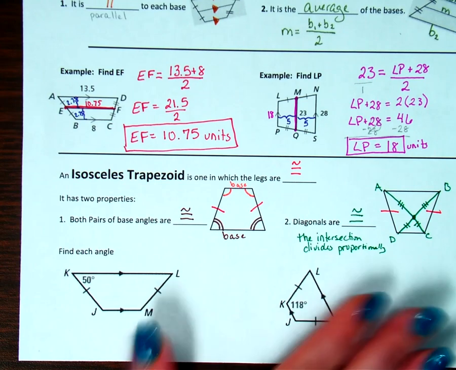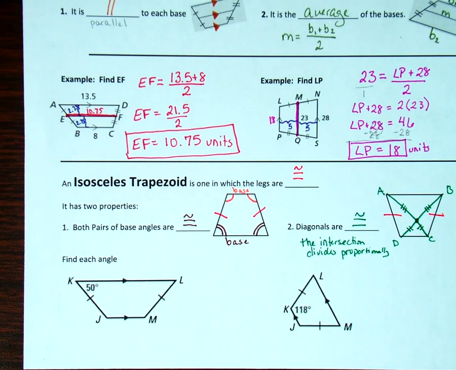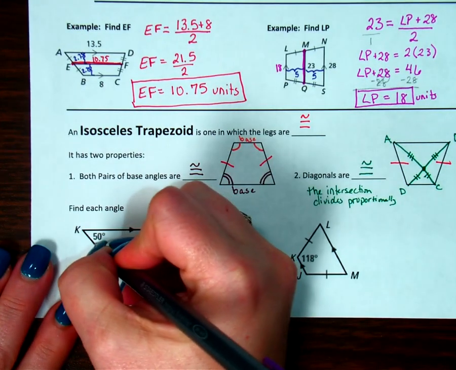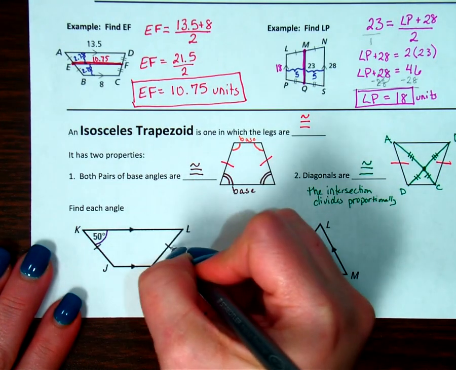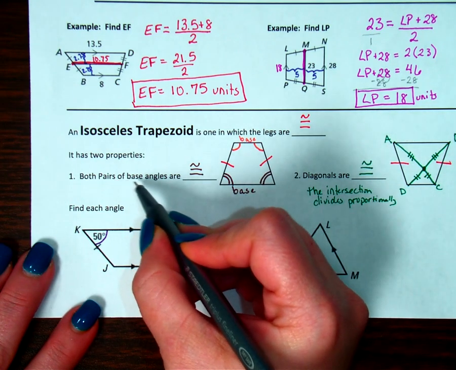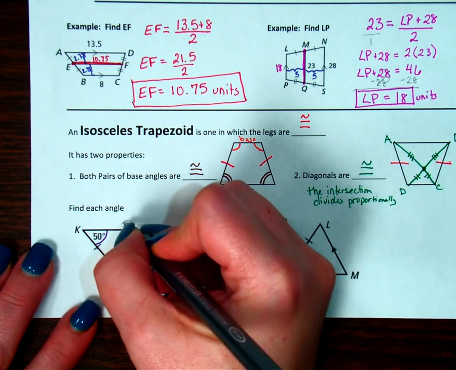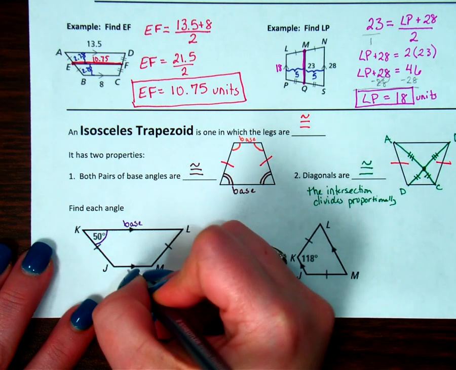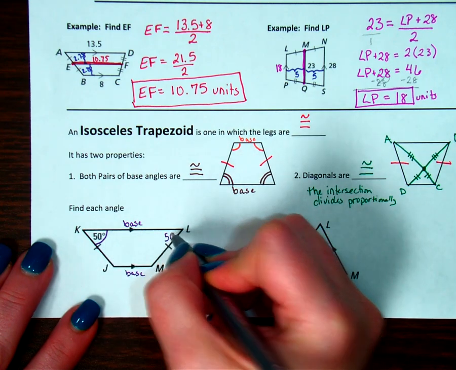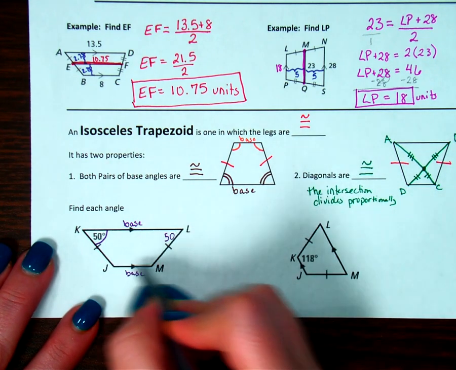All right, let's find each angle. When I look at this picture, I can see that I have angle K is 50. Since I have tick marks on my legs, this is isosceles, which means my base angles are congruent. So if I look at where my parallel sides are, those are my bases. So if this is 50, this is also 50. And then I need to figure out what these two are.